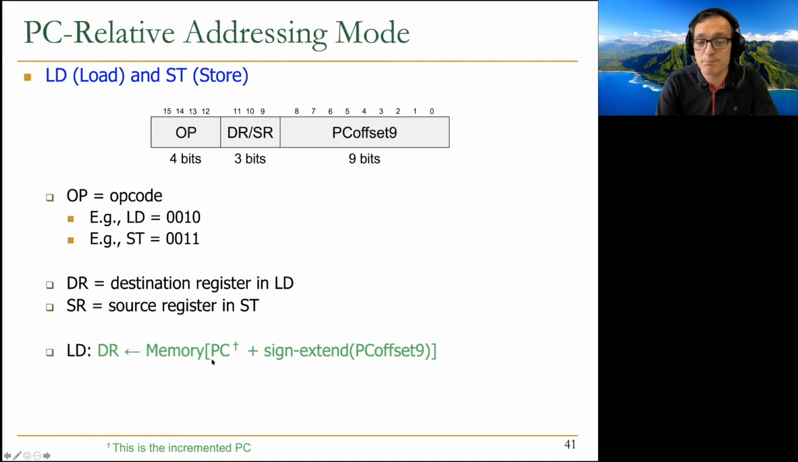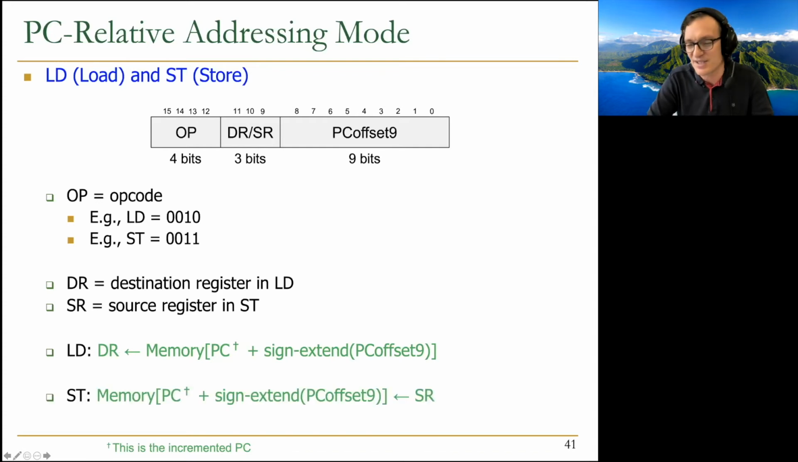Basically, you take the program counter, that's the incremented program counter, as you know earlier, and then sign extend the 9-bit offset. This is the immediate value, again, literal value inside the instruction, add it to the program counter, and that's your address, basically. Now you can index locations relative to the program counter, relative to where you are in the code, basically. And you access that memory location and then put the data value in that memory location to the destination register. That's load.